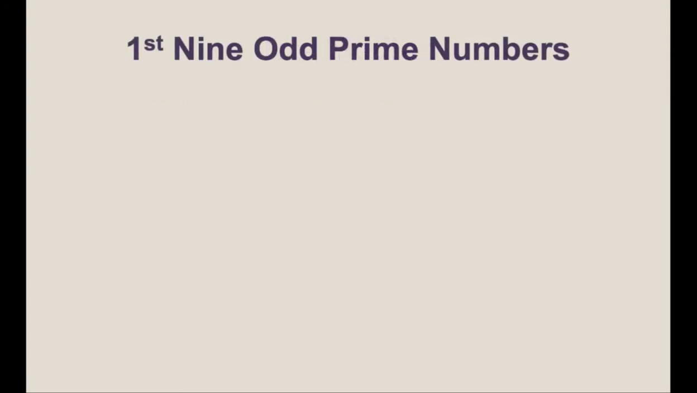We will work with the first 9 odd prime numbers. 2 is the first prime number, but we will not include that because it's not odd. The first odd prime is 3, then 5, then 7. Next, 9 is divisible by 3, so it is not prime. 11, 13, 15 is divisible by 5, so not prime. 17, 19, 21 is not prime. 23, 25 is a perfect square, so not prime. 27 is a perfect cube, so not prime. 29, and I believe that is the first 9 odd prime numbers. 3, 5, 7, 11, 13, 17, 19, 23, and 29.